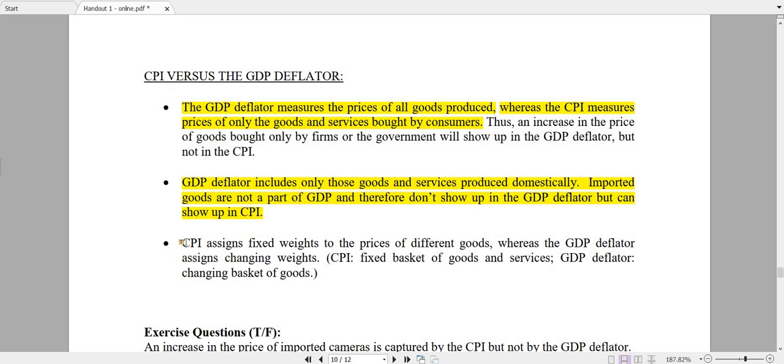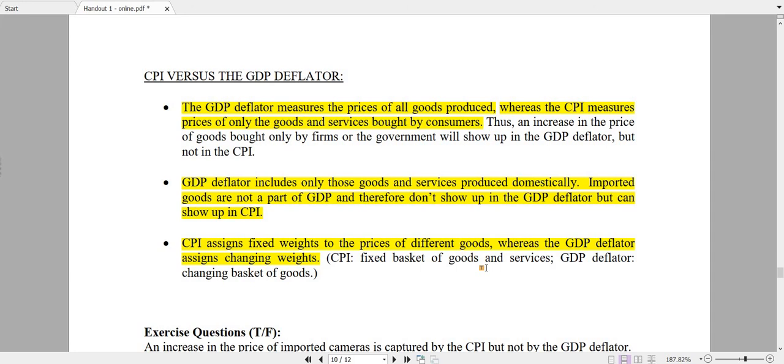And the last difference between the two is that CPI assigns fixed weights to prices of different goods, whereas the GDP deflator assigns changing weights. Or in other words, you can say that CPI assumes a fixed basket of goods and services, while the GDP deflator assumes a changing basket of goods and services. So this point should be clear to you that in the case of CPI, the basket remains the same from one year to the next. Whereas in the GDP deflator, the basket is going to vary.